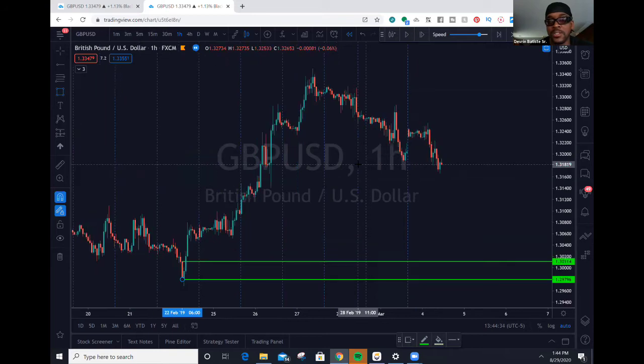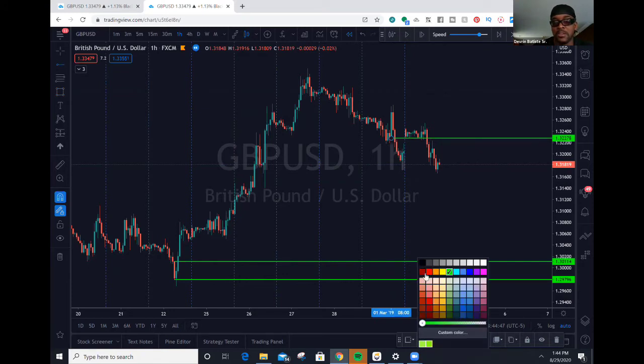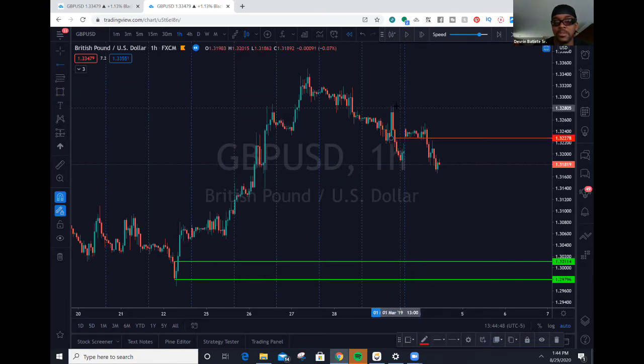Now let's look at this little area right up in here. This would likely be our supply zone. I'm gonna just leave this red up here. Mark this one red. And the same thing, you mark the open of the candle and on the opposite end, you mark the wick.